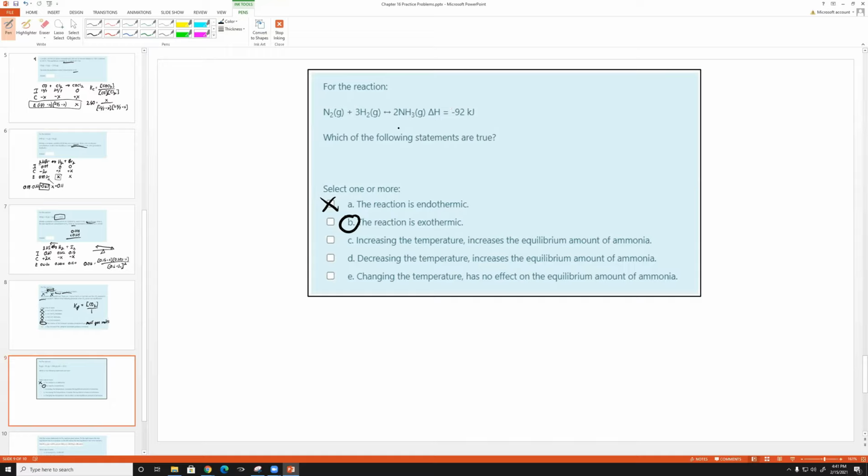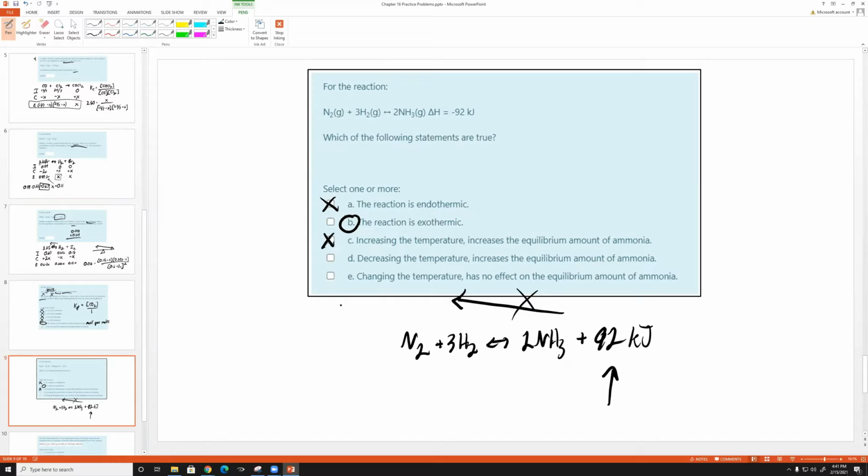So if you increase the temperature, now let's rewrite this equation. If it's exothermic, that means heat is released. So we can write in our products plus 92 kilojoules. If we increase the temperature, that means we're increasing this, then the reaction is going to the left. So that means will it increase ammonia? No, it won't. It will decrease ammonia. So that's not the answer.